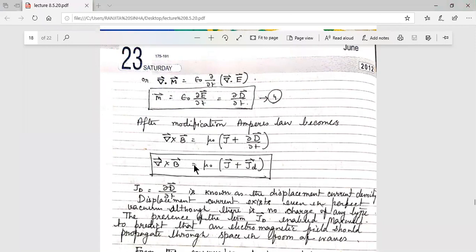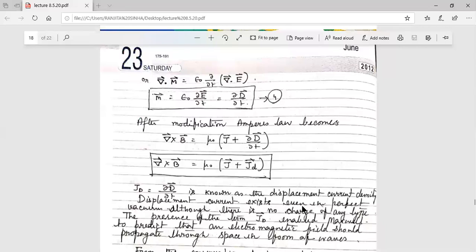So curl of B that was initially mu 0 J is now curl of B equal to mu 0 into J plus JD. When there is no displacement current density, then curl of B equals mu 0 J, that is Ampere's circuital law. But when displacement current exists, it is the sum of these two. And when conduction current is 0, then curl of B equals mu 0 into JD. So as a whole, J plus JD is a constant.